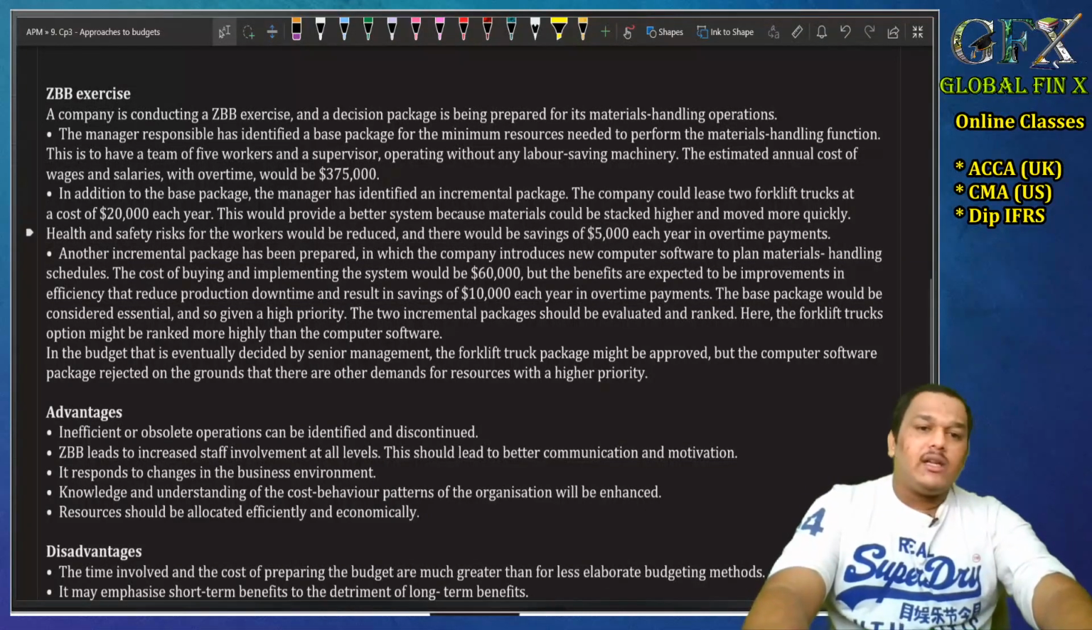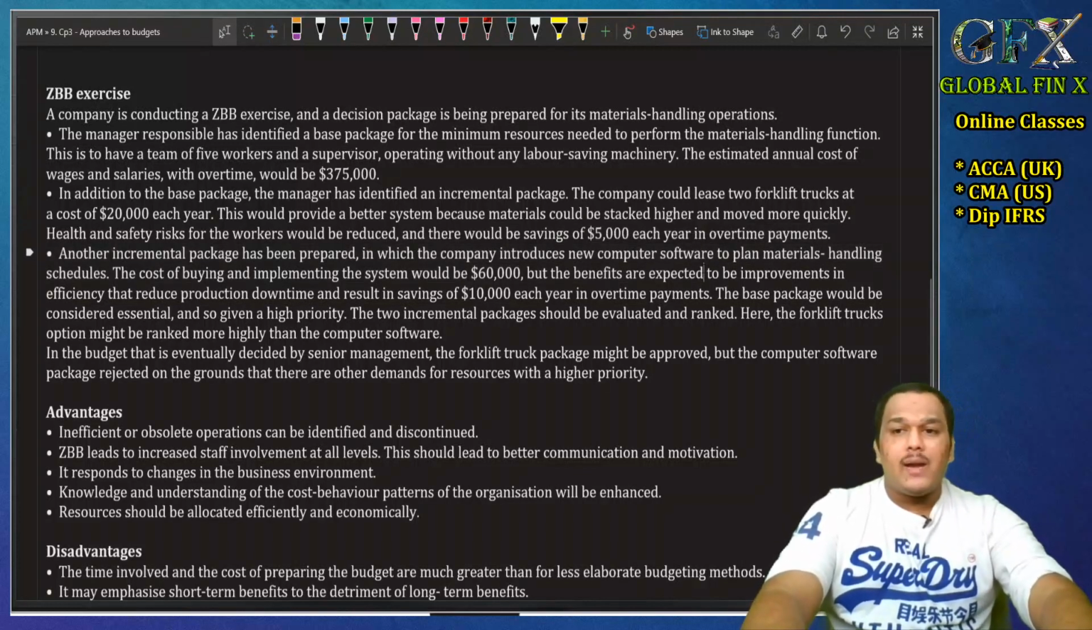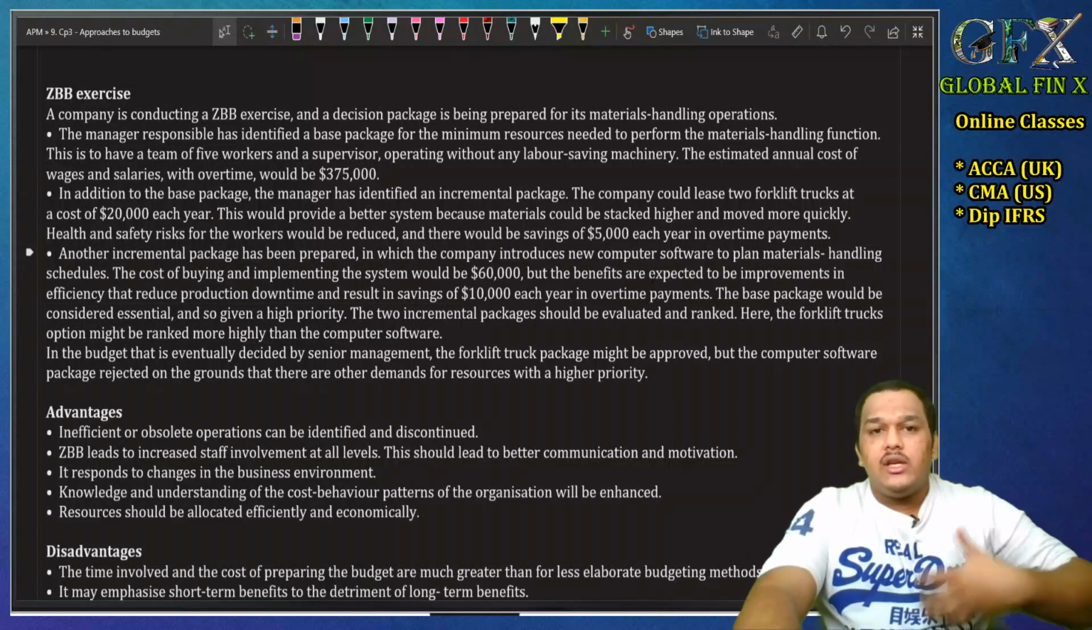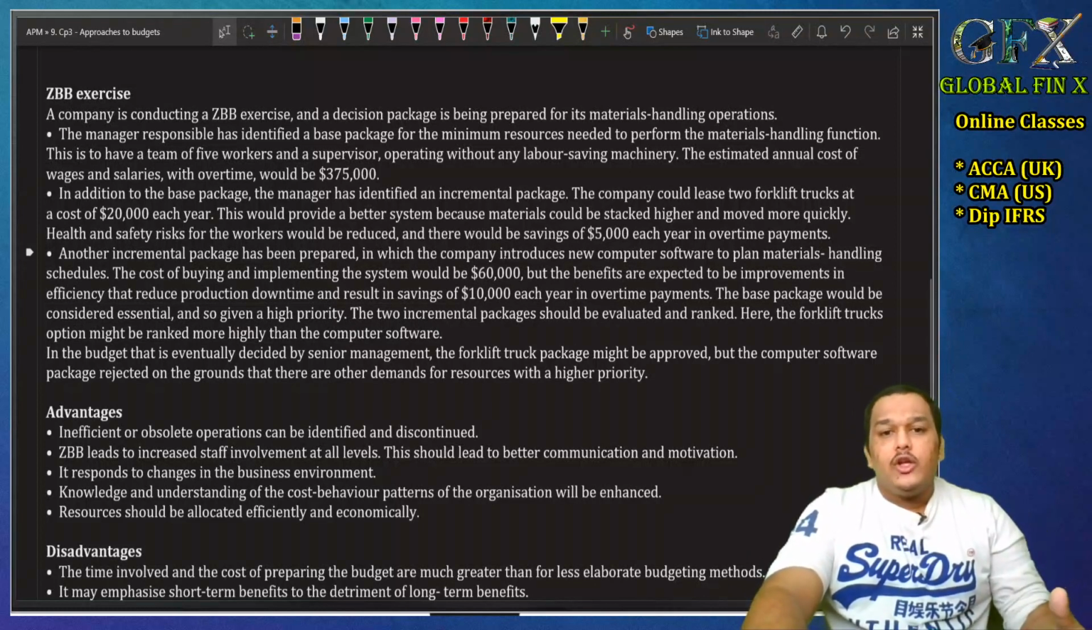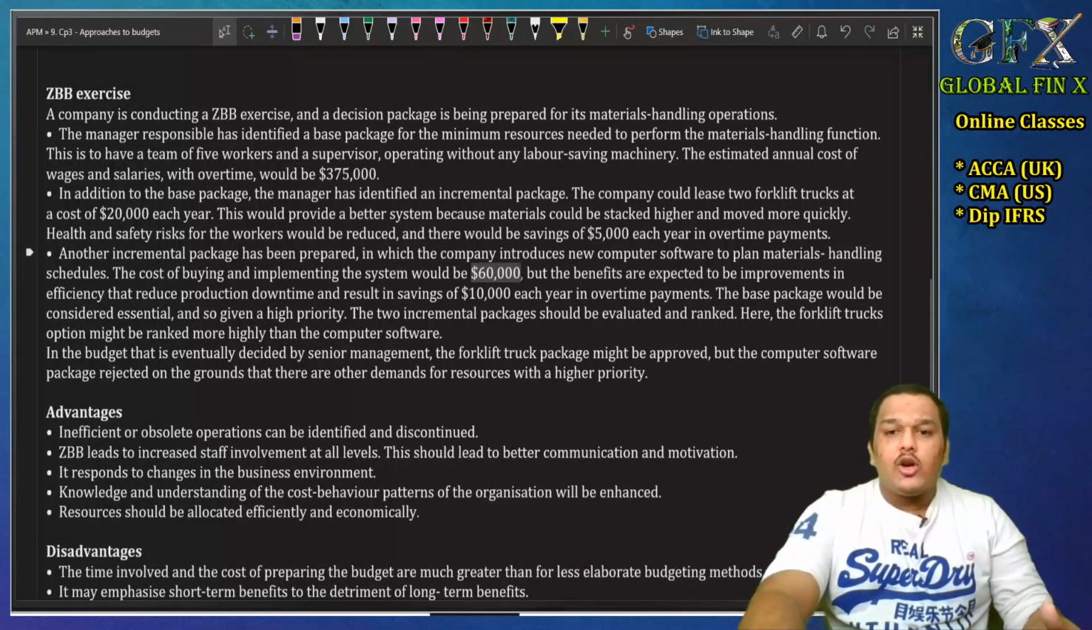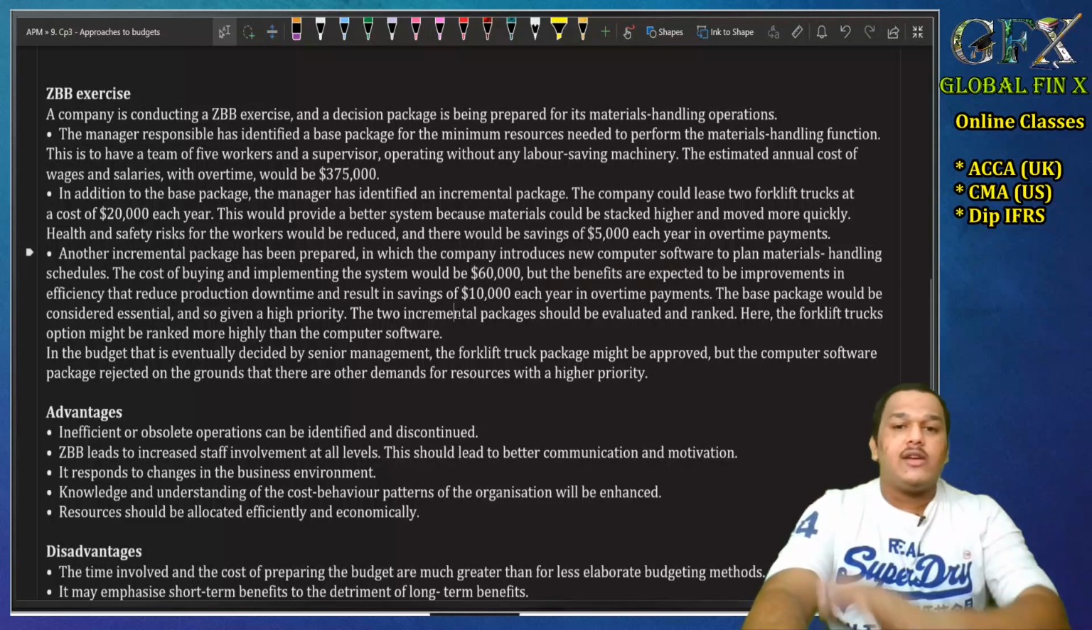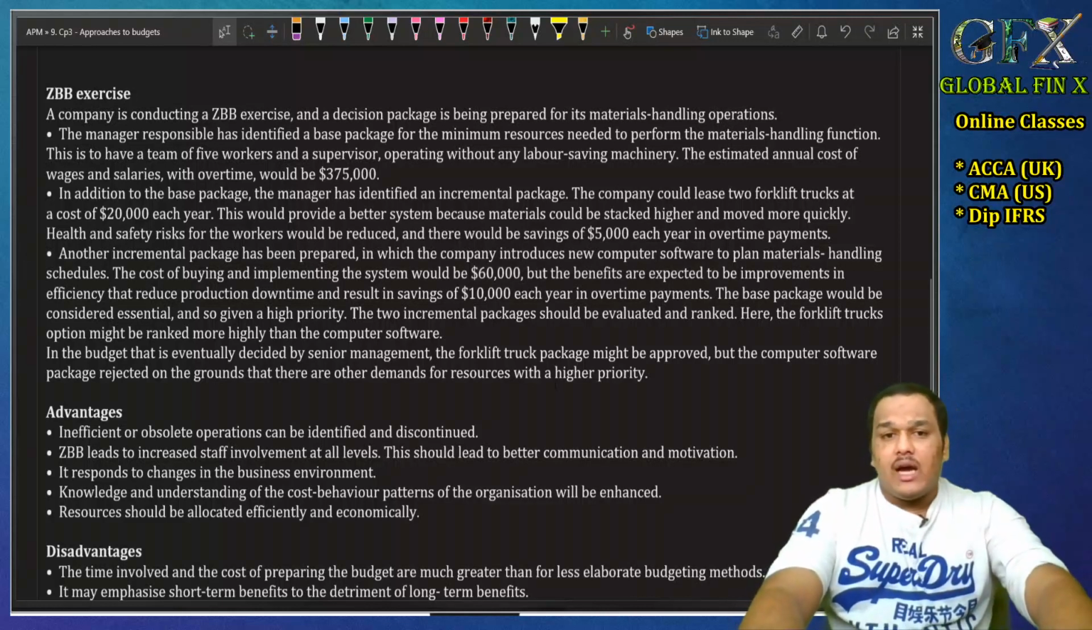Okay. Another incremental package has been prepared in which the company introduces a new computer software to plan materials handling schedules. Cost of buying and implementing the system would be 60,000, but the benefits are expected to improve the efficiency and reduce production downtime, resulting in a saving of 10,000 each year in overtime payments. Okay, so if you introduce another computer system, you will have to incur a cost of 60,000, but every year you will save 10,000 in the other downtimes and other stuff.